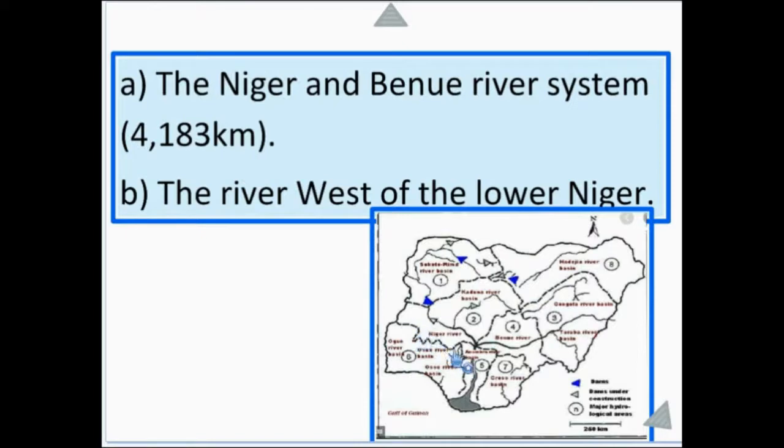So the western upland forms the sources of such rivers as Ogun River, Oshe River, and Osun River. So basically the rivers west of the lower Niger are the Ogun River, Osun River, and Oshe River. So let's go down.